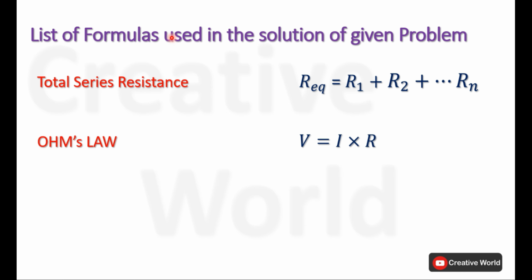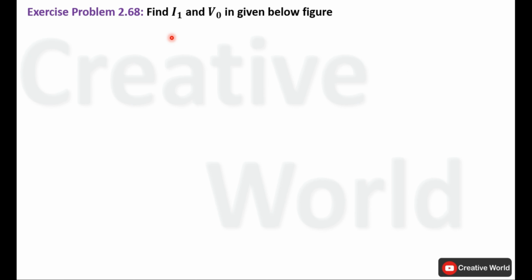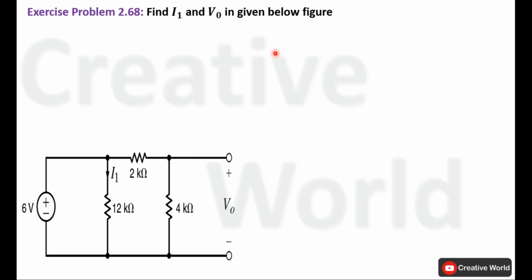Now move towards the problem. Exercise problem number 2.68. Find current I1 and voltage V0 in the given figure. This is the circuit diagram of the given problem. We have to find current I1 inside this branch and voltage V0 across this 4 kilo ohm resistance inside this network. So without wasting time, let's proceed towards the solution.